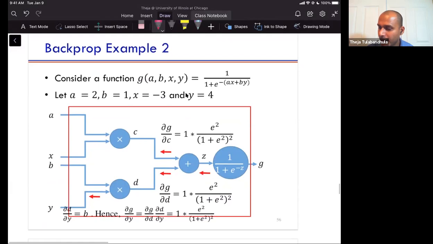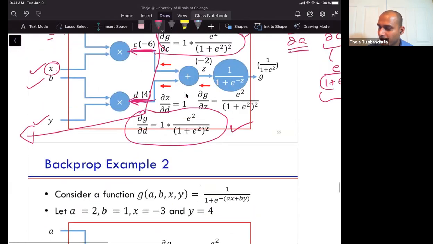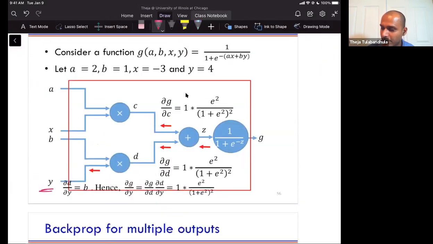Yeah, I did it only for the last one, so only for y. And for y, we can again recap. I know the incoming gradient to d. I know the gradient of d with respect to y. It's actually equal to b. And so this is the local gradient, and I know what the incoming gradient is.